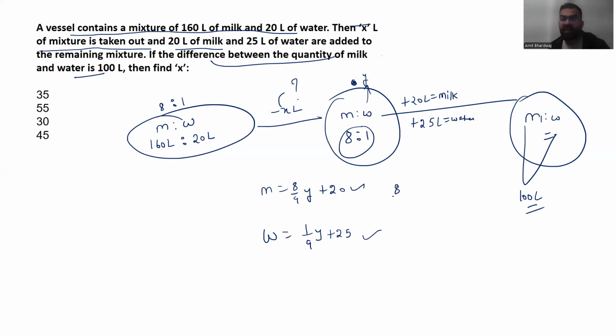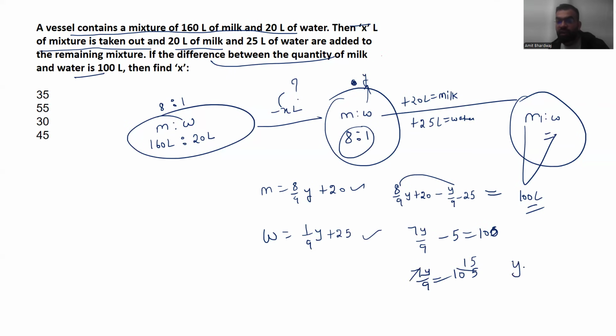So you will simply say 8y by 9 plus 20 minus y by 9 minus 25 should be 100, right? And if you solve it further, 7y by 9 minus 5 equals 100, so 7y by 9 equals 105. 105 divided by 7 is 15, times 9 is 135. The value of y will be 135. So definitely this was 180. How much are we removing? 45. That is our answer.